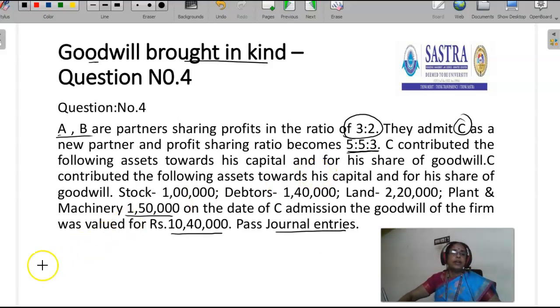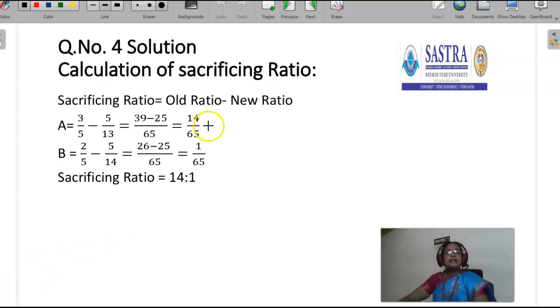Share of C's goodwill. First, let us calculate the sacrificing ratio. The formula is old ratio minus new ratio. We have to calculate the sacrificing ratio only for old partners, okay? Because they have made only sacrifice. Students should not calculate the sacrificing ratio for new partners. That is a blunder, okay?